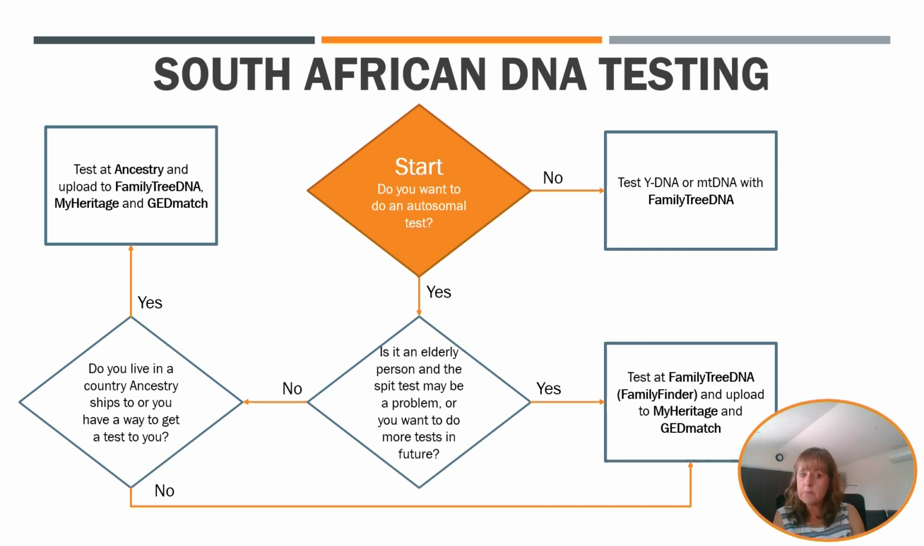If it's not an elderly person and the spit test is not a problem, then the next question is, do you live in a country Ancestry ships to, or you have a way to get a test to you? If the answer is yes, then test at Ancestry and upload to Family Tree DNA, MyHeritage and GEDmatch. If the answer is no, you can't get an Ancestry test to you, then test at Family Tree DNA, the Family Finder test, and upload to MyHeritage and GEDmatch. Once again, this does not include the South African based test, and it is worth your while looking at that one if you're in a hurry.